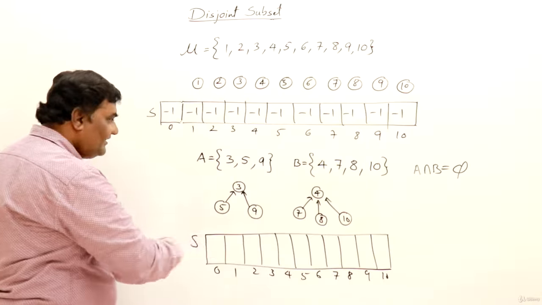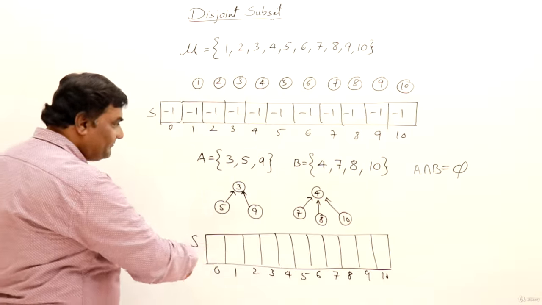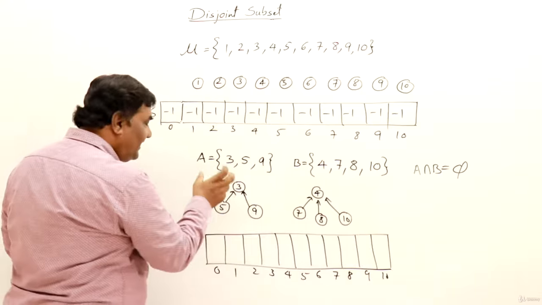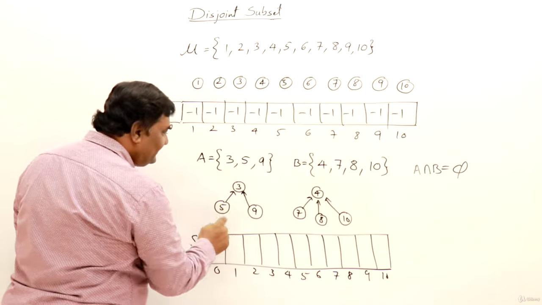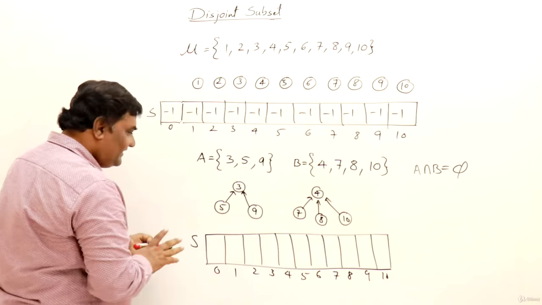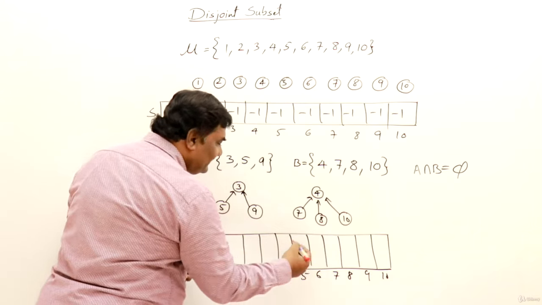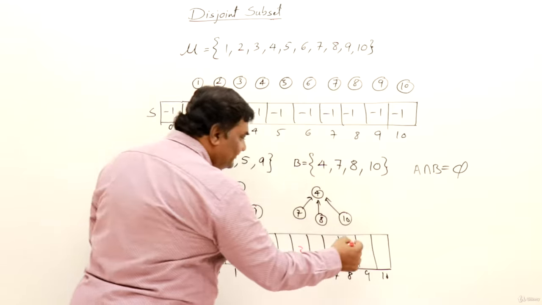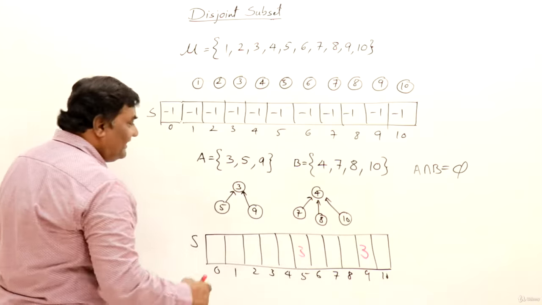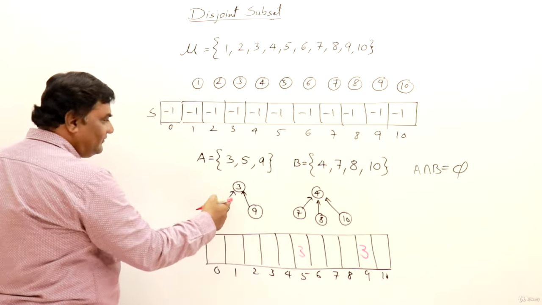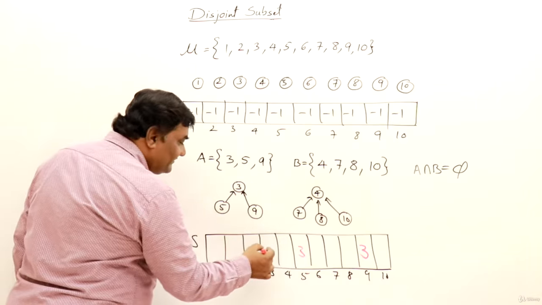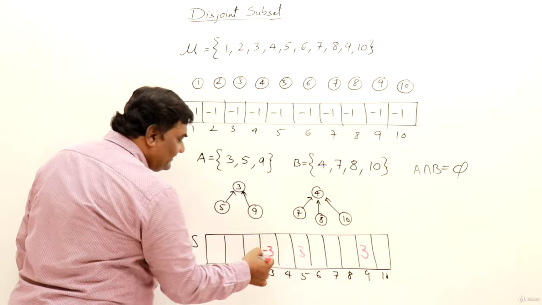How do we represent it here? I'll show it here. I have an empty array here, that same array. Now I have to show this set A. So for showing that 5 and 9 are children of 3, at 5 I will write 3, and for 9 also I will write 3. Then at 3 I have to write some negative value to show that this is a head or a parent of a set. So I will write -3.